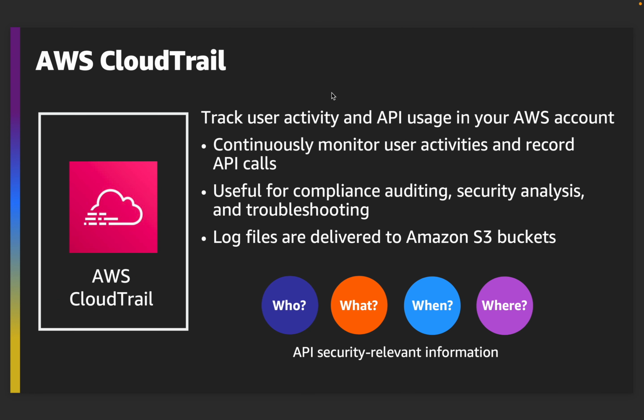AWS CloudTrail will tell you who, what, when, where. It records API security relevant information and tracks user activity and API use in your AWS account. It continuously monitors user activity and records API calls. It is useful for compliance, auditing, security analytics and troubleshooting. Log files are delivered to Amazon S3 buckets.